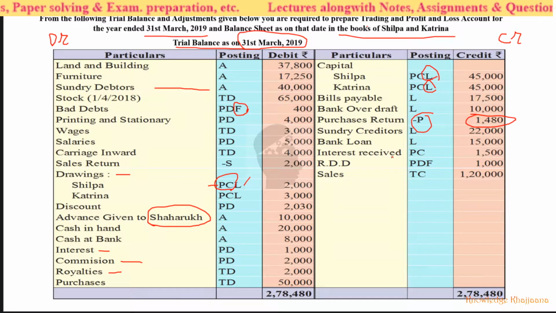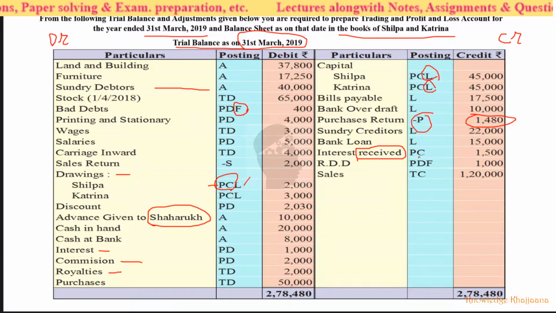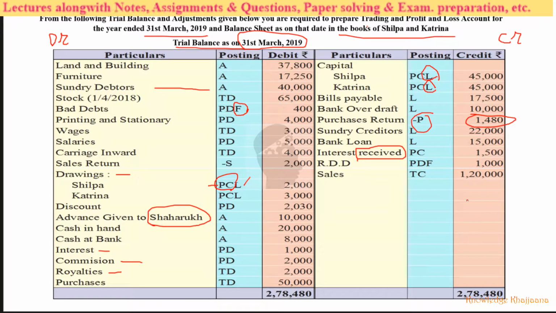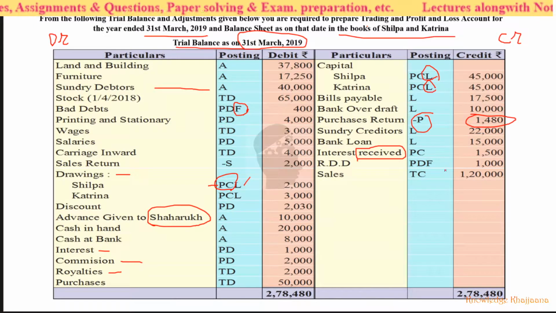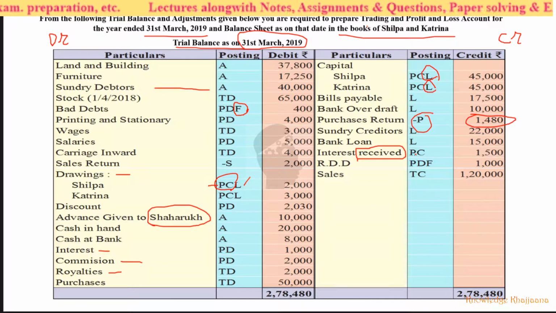Interest received. See, here received is properly given. Okay, received means it is profit and loss account credit side. Why? Only sales is the only item which is direct income. Okay, and interest is an indirect income. So indirect income is recorded in the profit and loss account credit side. Only sales is recorded in the trading account credit side because it is the only direct income.